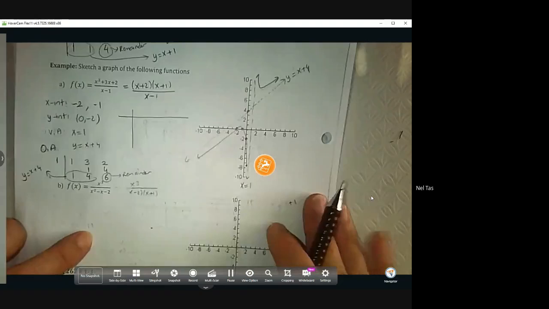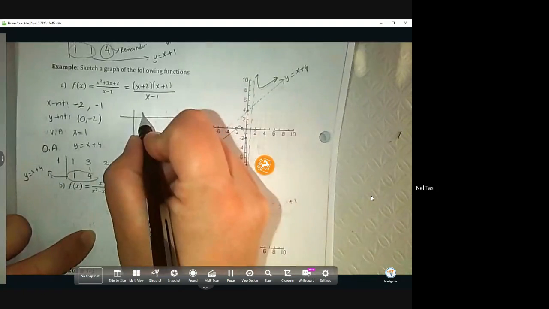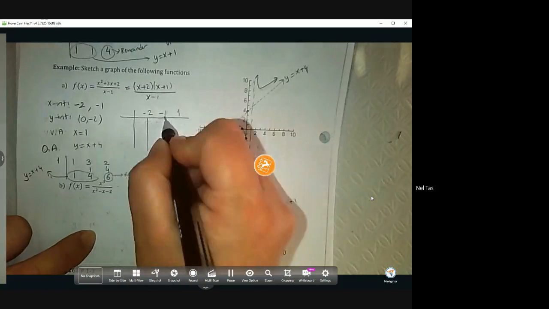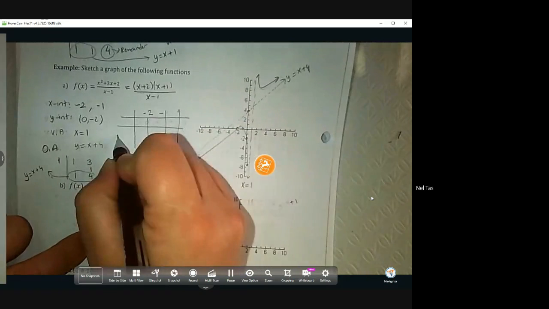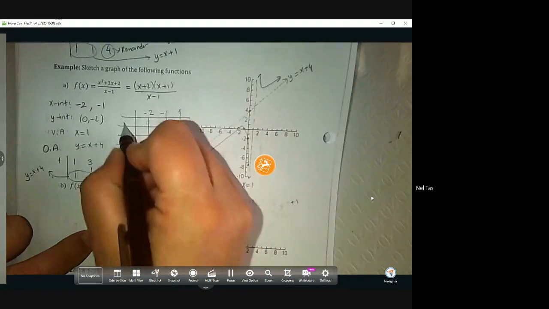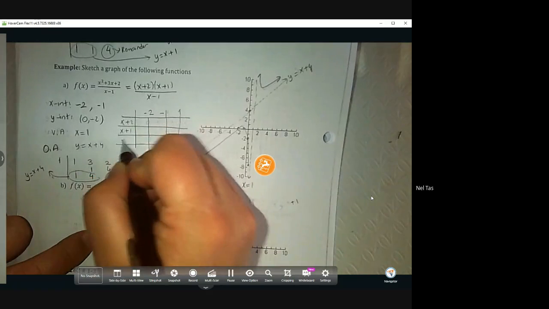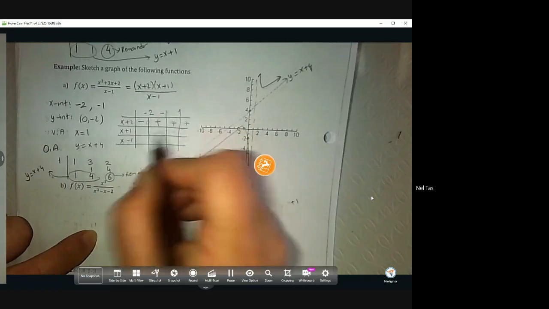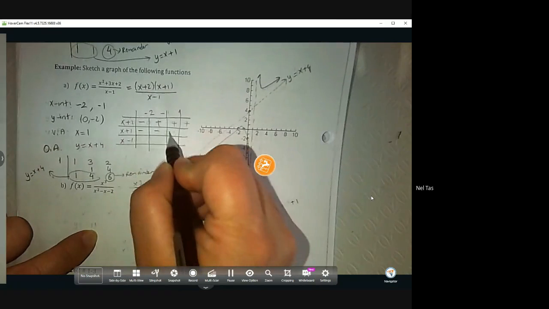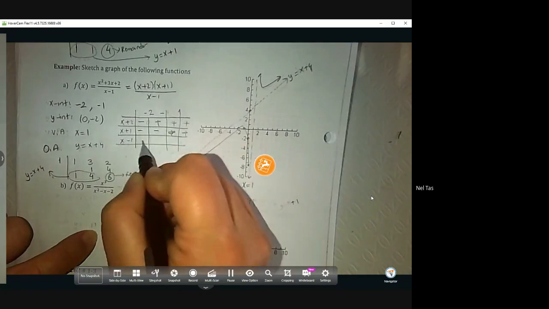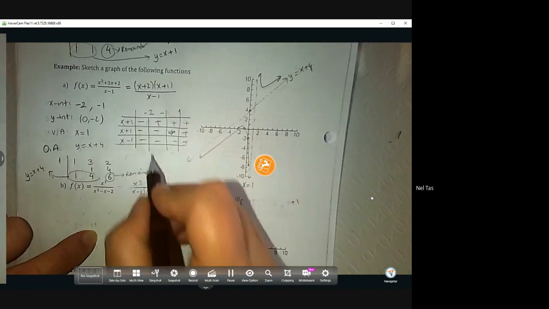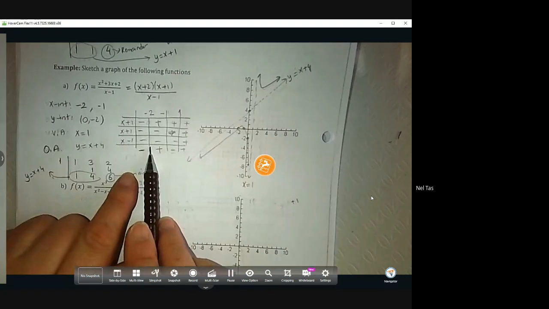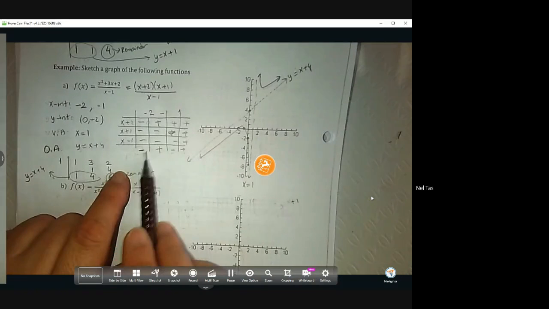So we don't even need the factor table, but I just want to confirm, okay, to show you. Negative 2, negative 1, and 1. We have the factors x plus 2, x plus 1, and x minus 1. Negative, positive, positive, positive. Negative, negative, positive, positive. Negative, negative, negative, positive. Okay, so what do we have? Negative, positive, negative, positive. So when x is less than negative 2, function is negative, right?